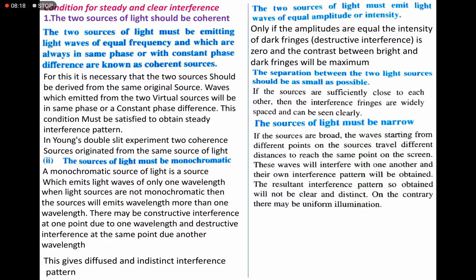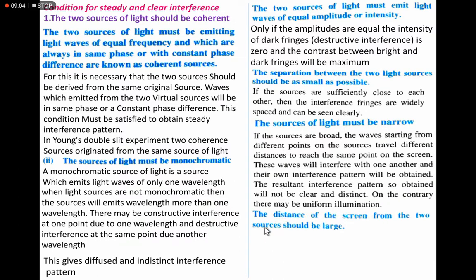If the width of the sources is large, if it is not narrow, then the different wavelengths emitted from the source will not have the same path difference, and when such waves reach the screen, they interfere with one another and their own interference pattern will be obtained. The resultant interference pattern is not clear and distinct. This is a very important condition: sources must be narrow.